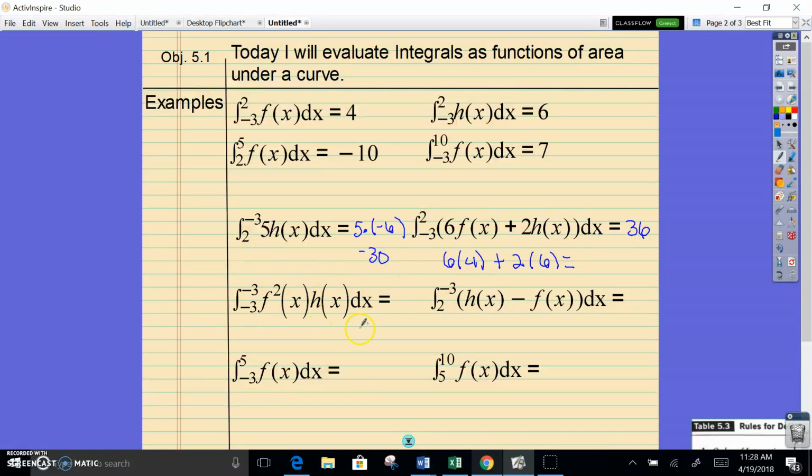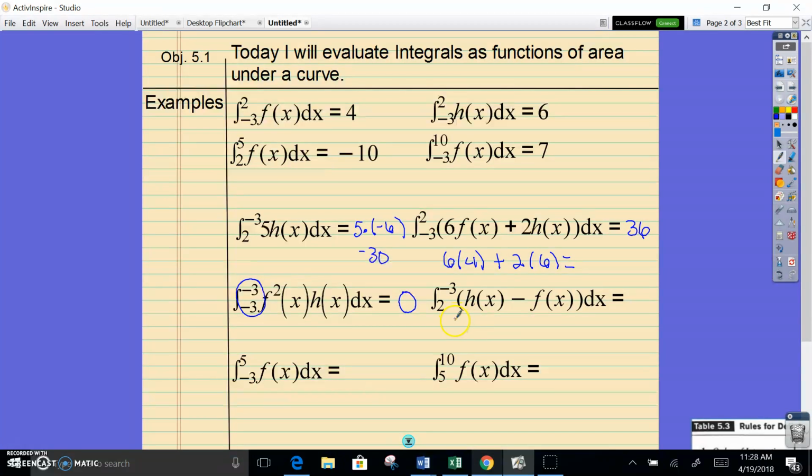I then take the integral of this. Now, this is a more complicated function. It's got x squared, f of x squared, and it's times h of x. And there really isn't a property for multiplying functions, definitely not squaring them. But if you notice, the boundaries are the same. So no matter how complicated this function is, the answer will always be 0.